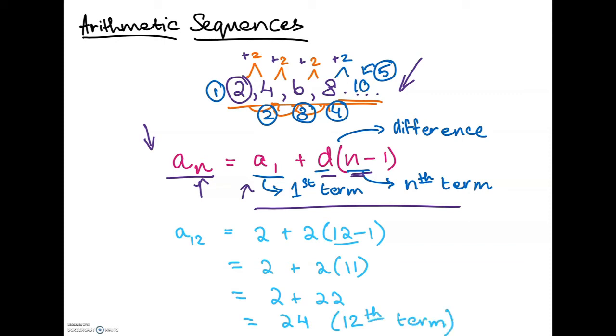So that's kind of just how it is. We can add on to 10 and then add on to 12 and add on to 14 and eventually get to 24. But a lot of the time this is a lot more tedious, and using a formula like this just makes life so much easier. So let's work on a couple more examples.